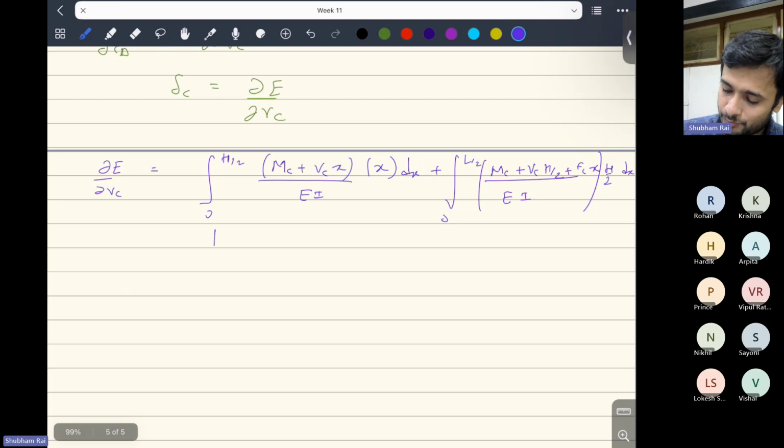Now in this expression, you have to put VC equal to 0 and FC equal to P by 2, and you have to integrate. So this will give delta C.